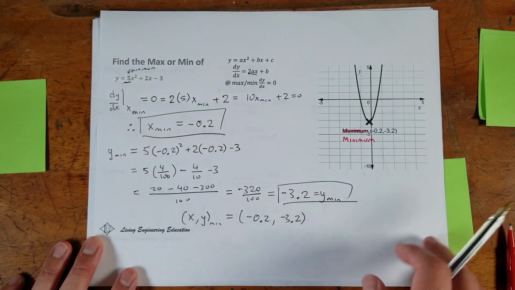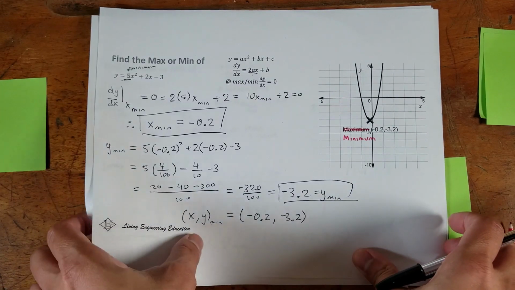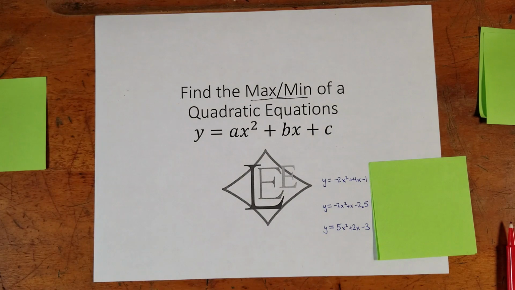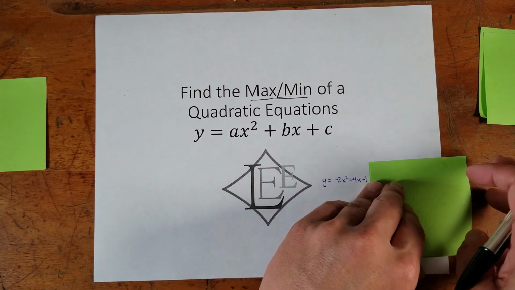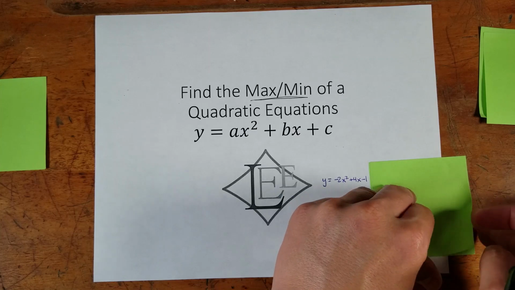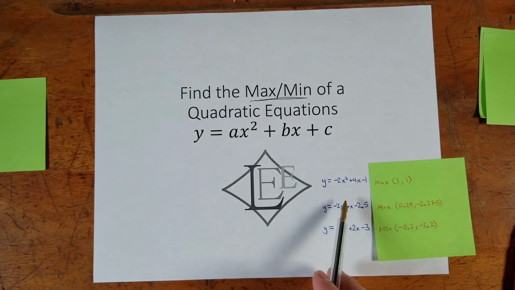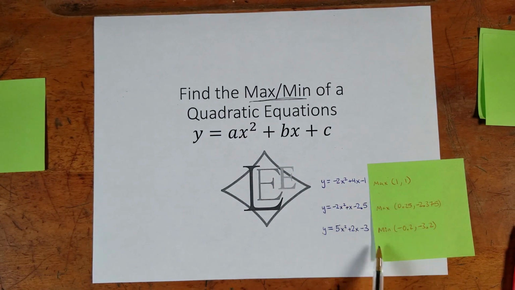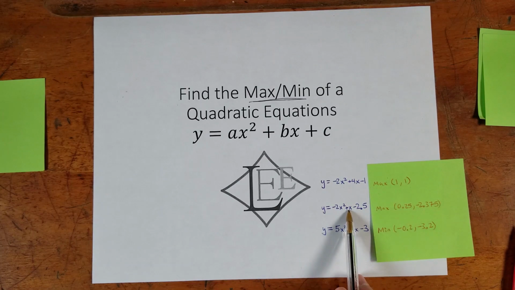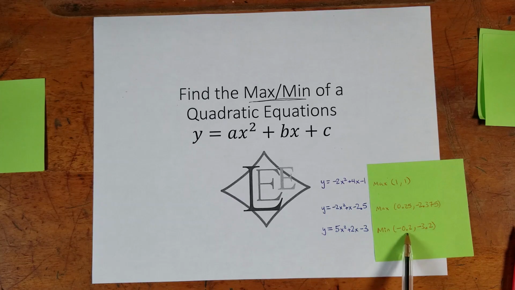All right, so hopefully that made sense to you. So as a conclusion to all of this, the final solution for each of these three, we had a max at (1, 1) for the first problem, a max at (0.25, negative 2.375) for the second one, and a minimum at (negative 0.2, negative 3.2) for the third one.